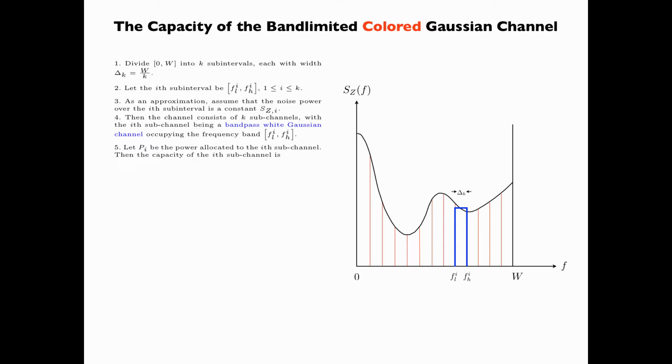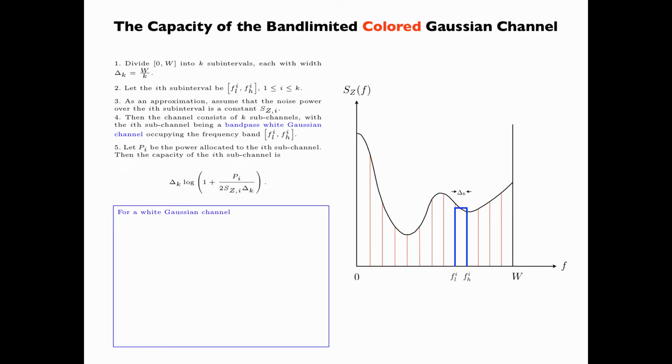Let Pi be the power allocated to the ith subchannel. Then the capacity of the ith subchannel is delta k times log of 1 plus Pi divided by 2 times S_Zi times delta k. The workout of this expression is as follows.